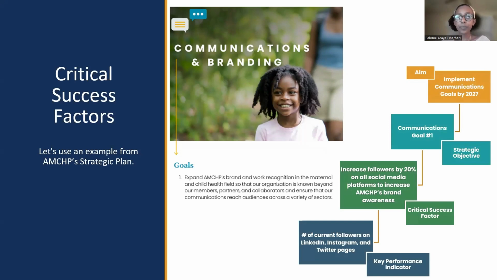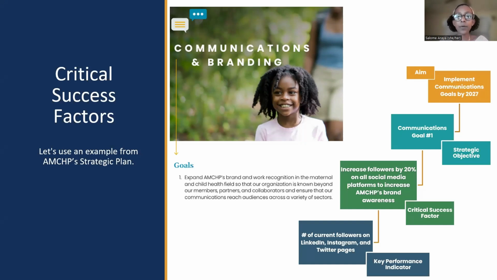And so we said, okay, our aim is that we really want to implement these communication goals by 2027. Within that, we've created our strategic objective, which is goal number one. And we thought about, okay, how can we expand AmChip's brand beyond our members? How can we think about including folks outside of the field so that way they can get an awareness of some of the work that we do? And we said, well, the first critical success factor that we might want to include is increase followers by 20% on all social media platforms to increase AmChip's brand awareness. Great. So with that, we've identified a process that we might need in order to be successful.